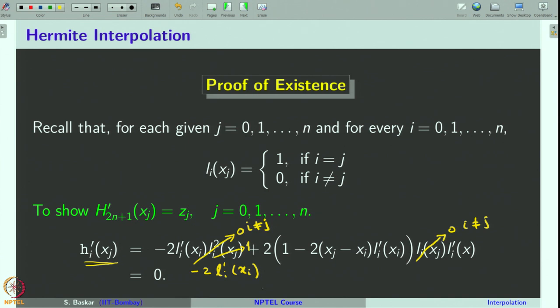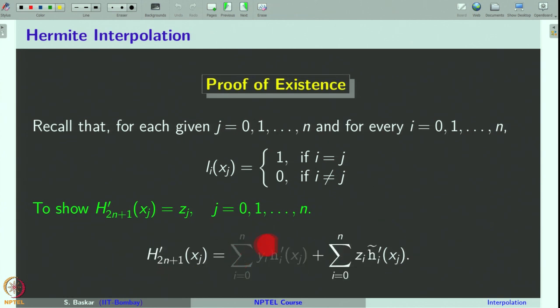And what happens when we put i equal to j, then again this part of the term will vanish because you have j here and i here. When j equal to i, this term vanishes and you will have only the contribution coming from the first term, which will be plus 2 into l i of x i, which will be 1, into l i dash of x i, right? So, your first term is minus 2 l i dash of x i, the second term is plus 2 l i dash of x i, they will get cancelled and you will have 0. Therefore, you can see that the first term of h dash now becomes 0 and we are left only with the second term. Now, let us see what happens to h i tilde dash of x j.